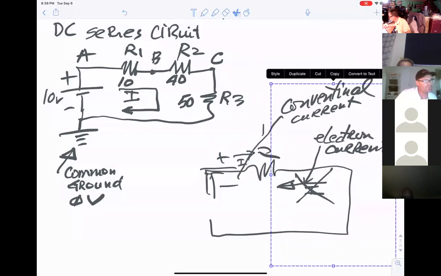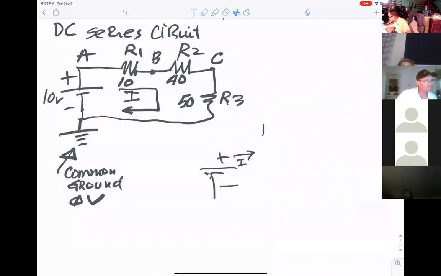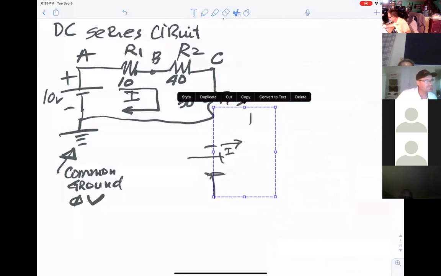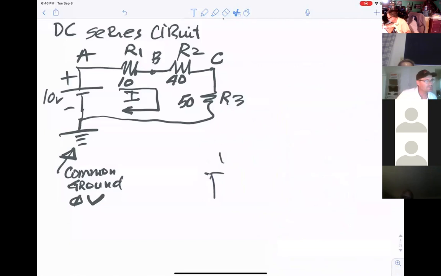The digital multimeter reads it as conventional current too, correct? Exactly. They're using conventional. They're not going to use electron current.